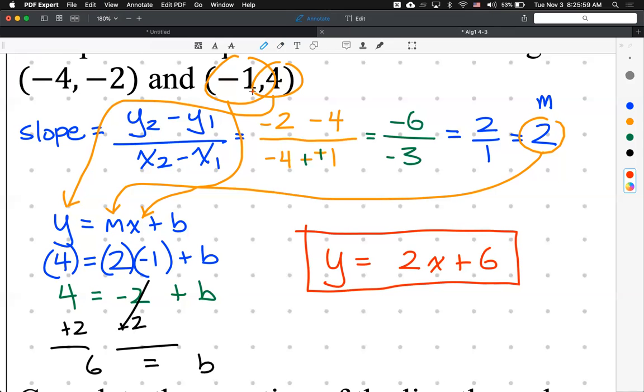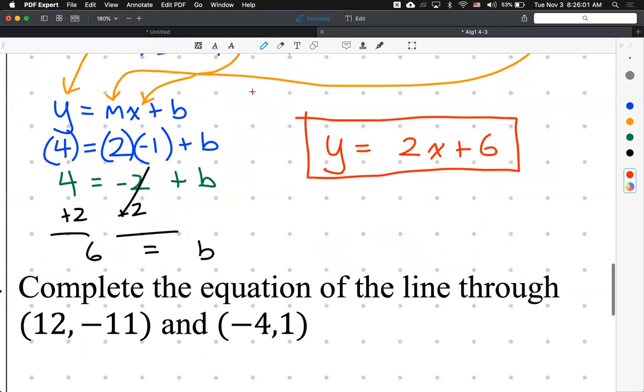Okay, I will leave this up on the board, but I want to show you guys, we are doing example number 4 right now, completing our equation with slope-intercept style, that form for these 2 points, 12, negative 11, and negative 4, 1. I'm going to be walking around in the room. Good luck, guys.